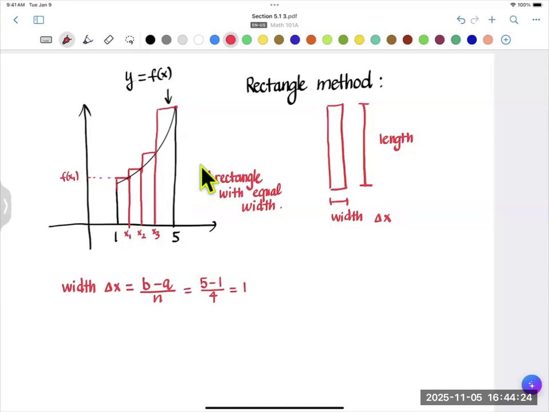So you can see all the points that I put in blue. These points are on the right of each rectangle. So we call this the right endpoint.